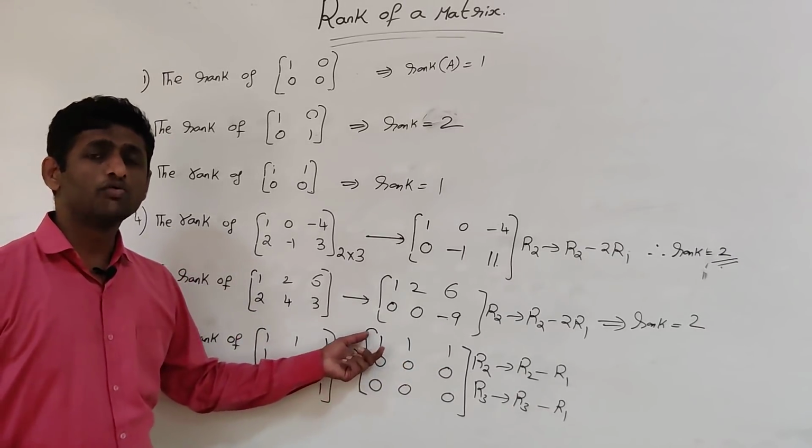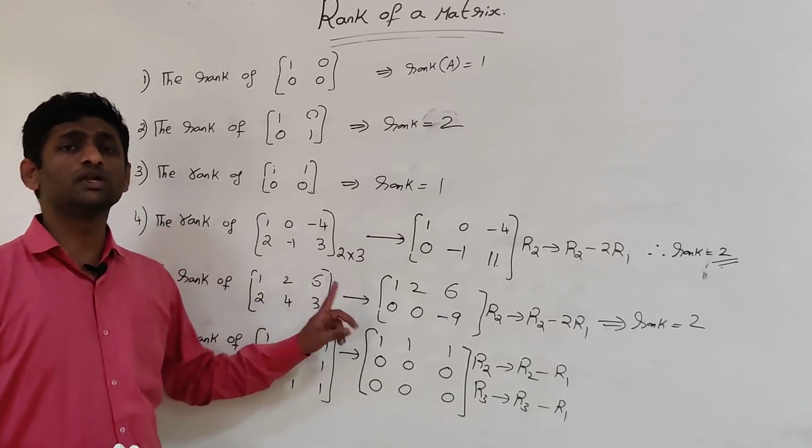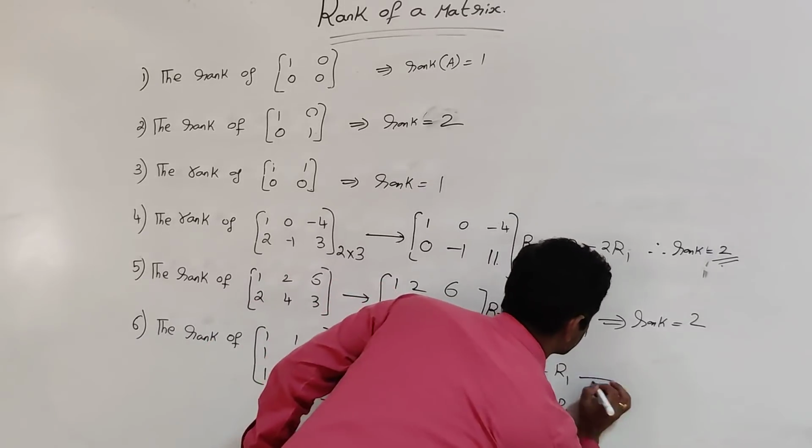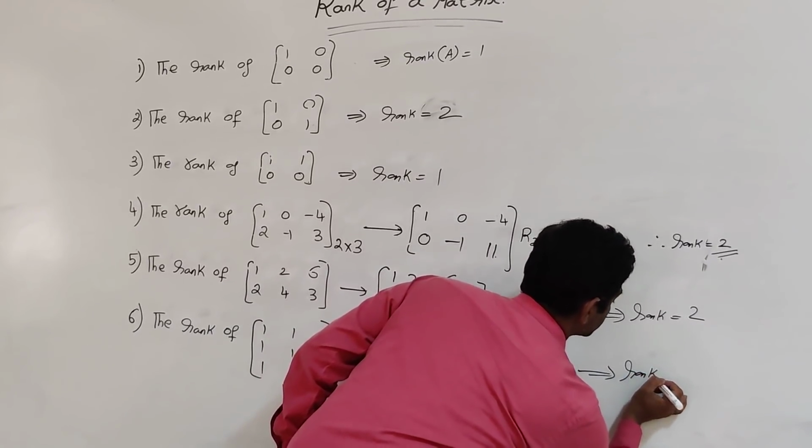Then how many non-zero rows exist? Only one non-zero row, that is 1 1 1. Therefore the rank is 1.